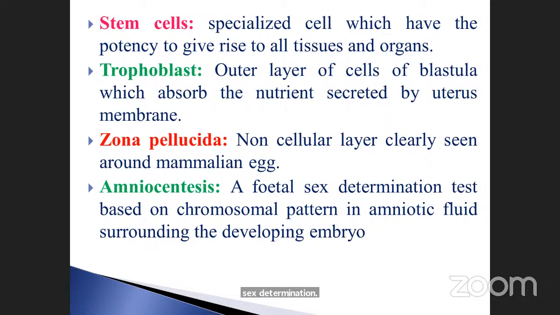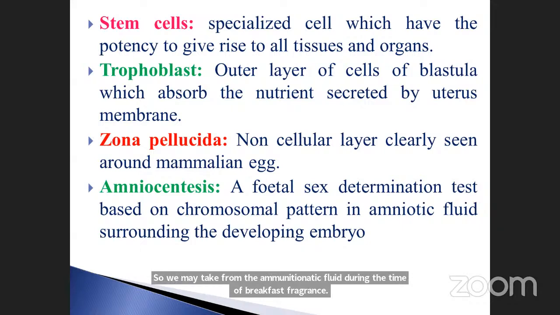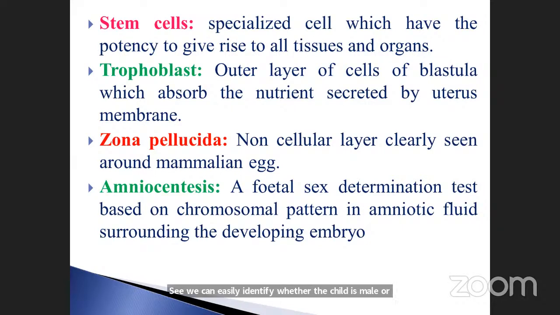When you are taking the amniotic fluid from the mother's stomach, during the time of pregnancy, we can easily identify whether the child is male or female. It is completely prohibited. They will not allow it. Already you know about this when you go for a check-up. The fetal sex determination test is based on the chromosomal pattern in the amniotic fluid. Note it down. This is very, very important. That's why this is called amniocentesis, the fluid surrounding the developing embryo. When you are taking the amniotic fluid, we can easily find out whether the child present in the stomach is male or female, like that.